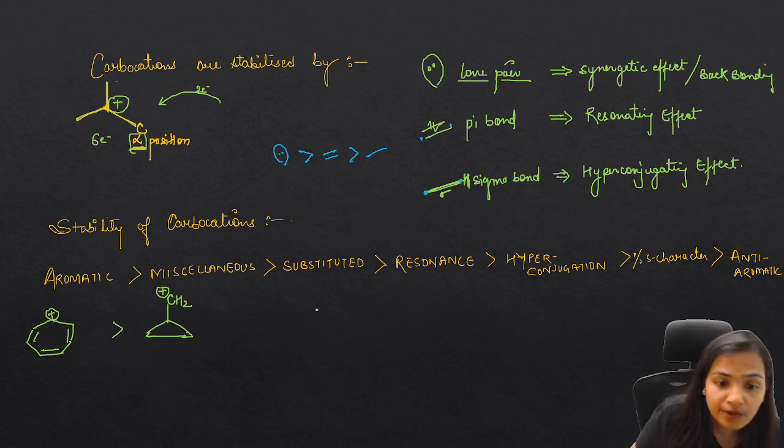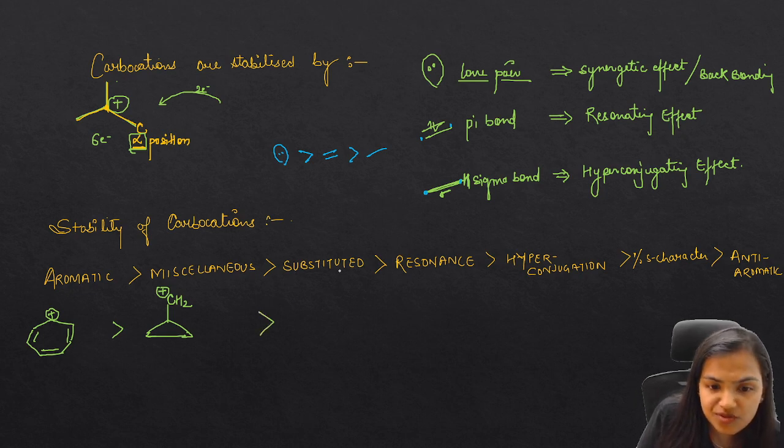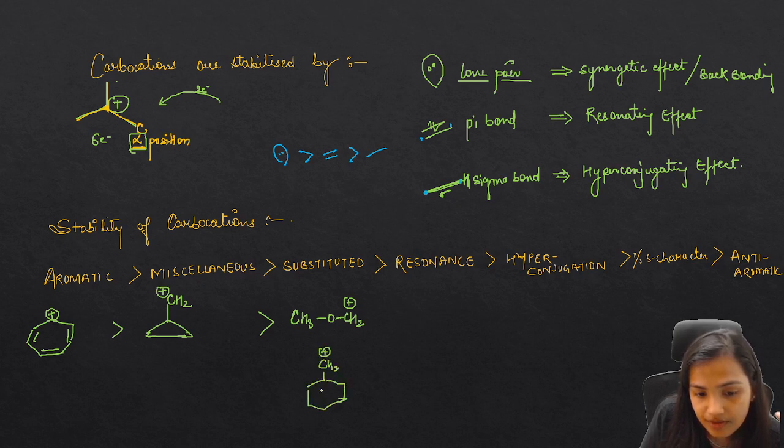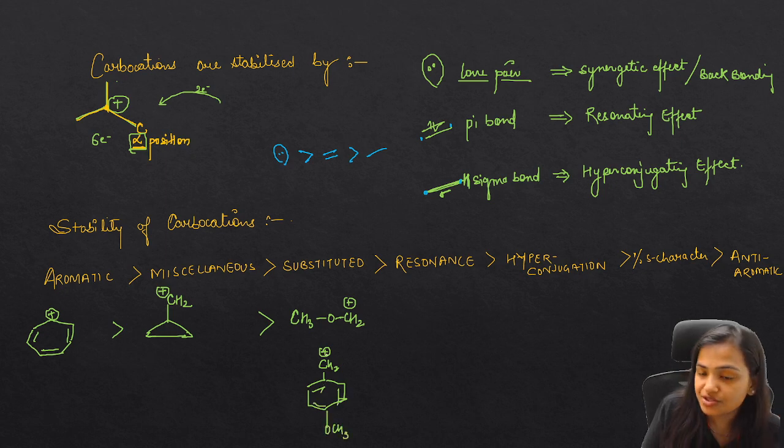Now here we can take another example, that is the substituted carbocation. Now what do you mean by the substituted carbocation? I took some examples like CH3O CH2 positive. So yes, absolutely, this is a substituted group. And even if I take any such example like this, and here I put OCH3, this is also a substituted group.